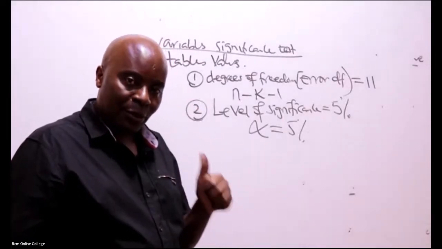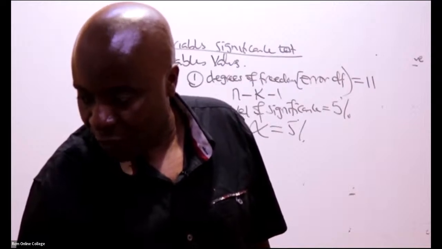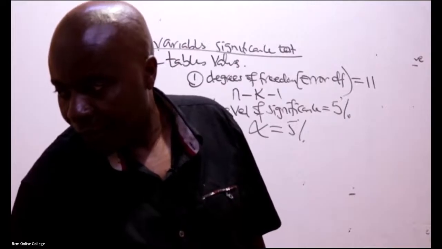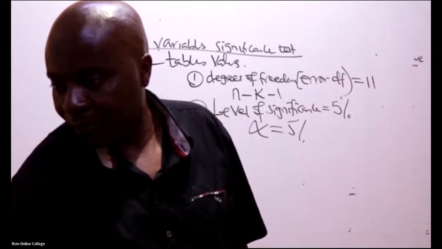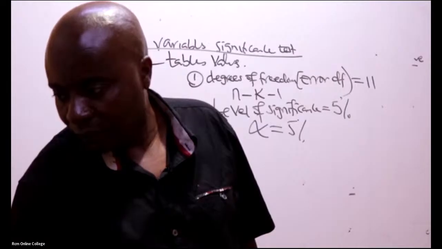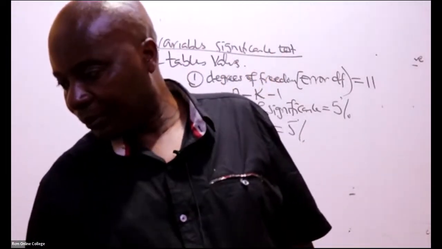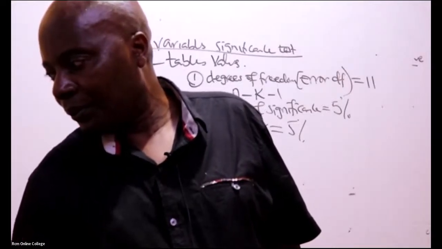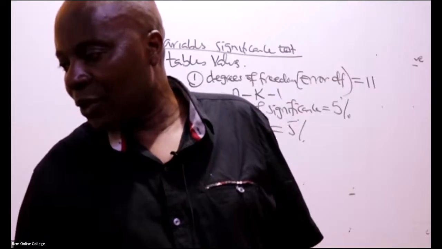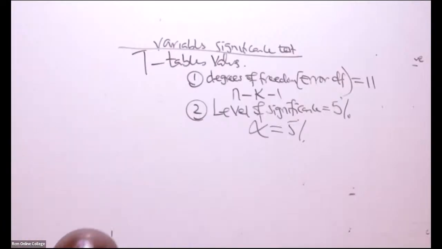And it's very easy to read this T tables value. Just allow me to come here and read it for you. This student distribution was discovered by a student just like yourselves, a very serious student. So you need two things to be able to read this.